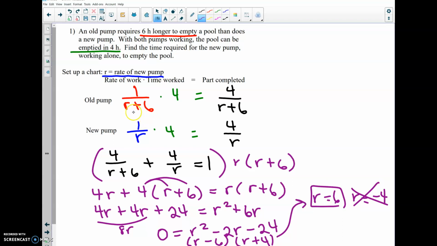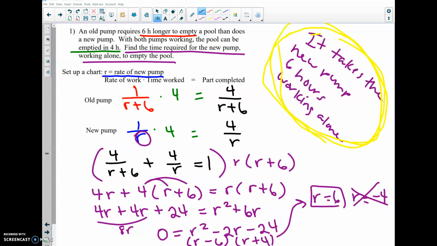Looking back up here, R plus 6 and R, both denominators would be fine. So our question was, find the time of the new pump working alone, and that is R. So our answer would be, it takes 6 hours working alone for the new pump. So that is our answer. It takes the new pump 6 hours working alone. They didn't ask anything about the old pump, so don't waste any time solving that out.